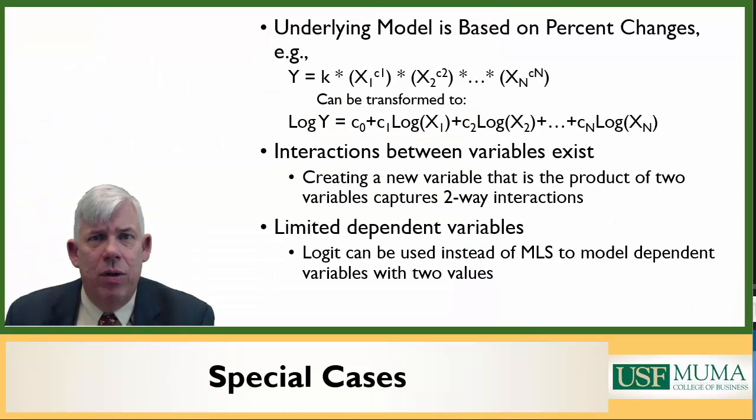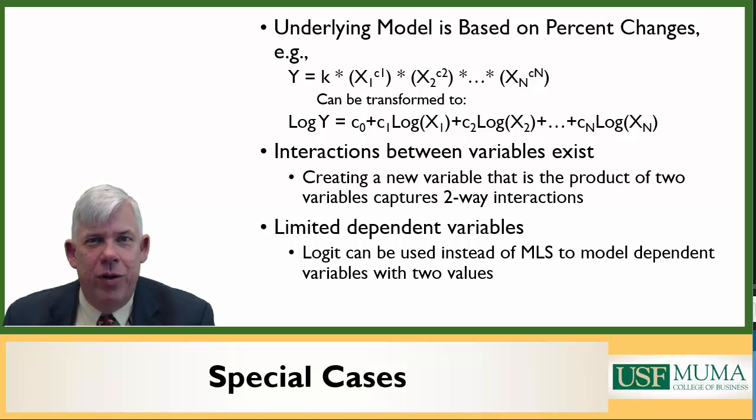So I mentioned that there were some special cases that we might be dealing with where the regression model isn't perfect, but where we might be able to do things to make it a little better. One example is if your model is based on percent changes, regression, except over a very small range, is not going to be that useful of a straight linear model.